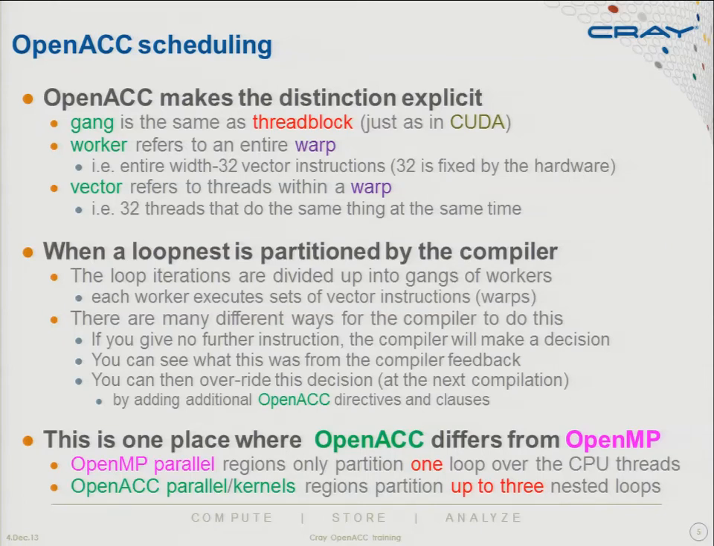Vector is the threads within a warp. So that's 32 threads that are doing the same thing at the same time. The intermediate one is that if you have in CUDA, let's say, 64 threads in your thread block, the warp length, which is a hardware thing, it's the length of the vector instruction, is 32. So when you say in the thread block, oh, 64 threads are going to be doing the same thing at the same time, actually they're not.